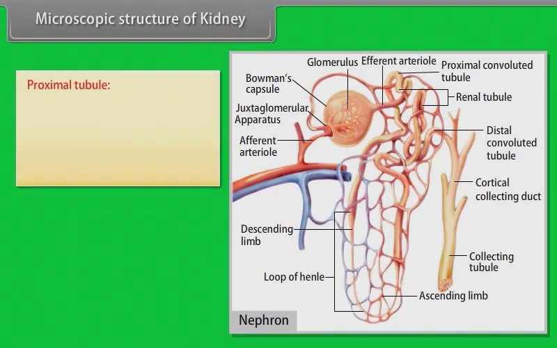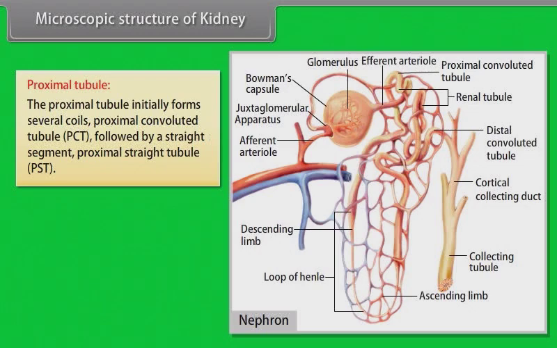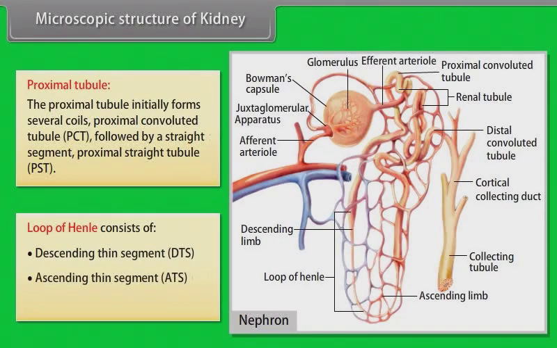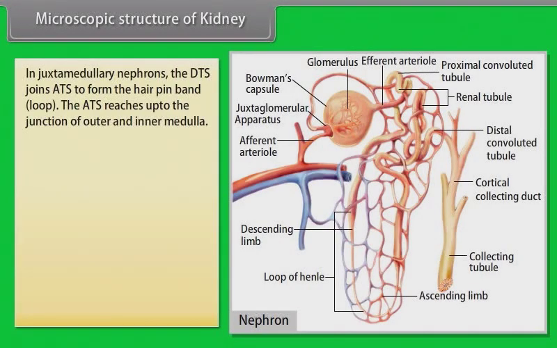Proximal tubule. The proximal tubule initially forms several coils, proximal convoluted tubule PCT, followed by a straight segment, proximal straight tubule PST. Loop of Henle consists of descending thin segment, ascending thin segment and thick ascending limb. In juxtamedullary nephrons, the DTS joins ATS to form the hairpin bend.